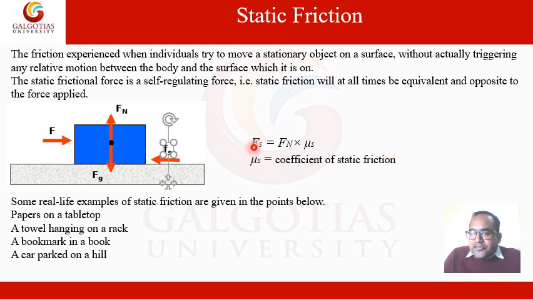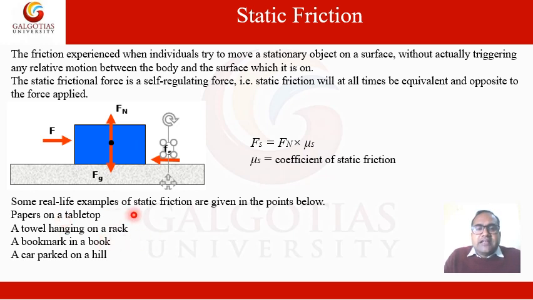Here we consider mu s as the coefficient of static friction. And what is the static friction? Fs is the static frictional force, and this is equal to Fn into mu s. Basically, the static frictional force is directly proportional to the normal reaction force. Fn is the normal reaction force, and mu s is the coefficient of static friction. This is how one should calculate the static frictional force.